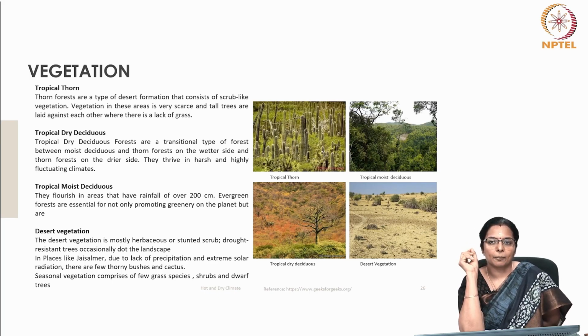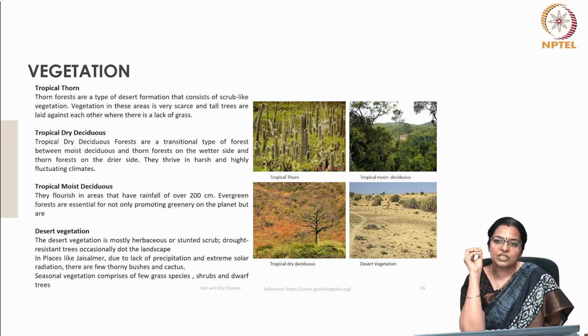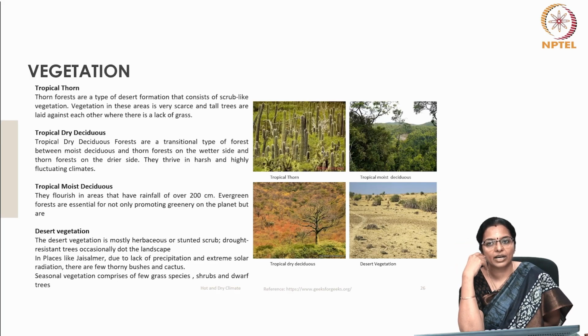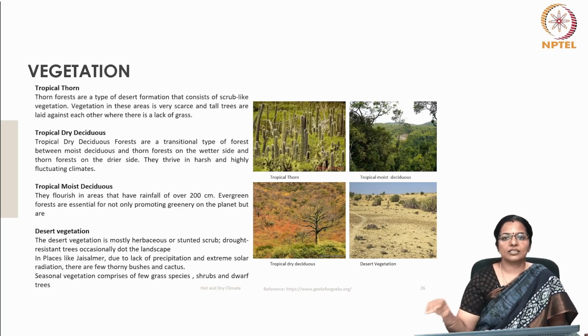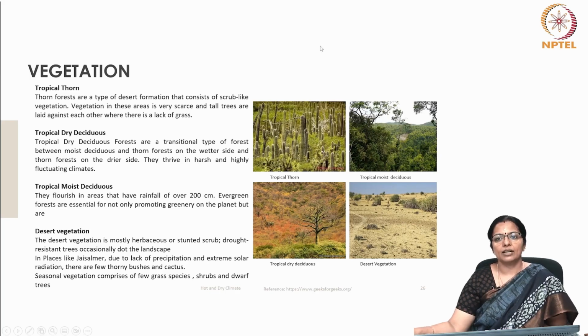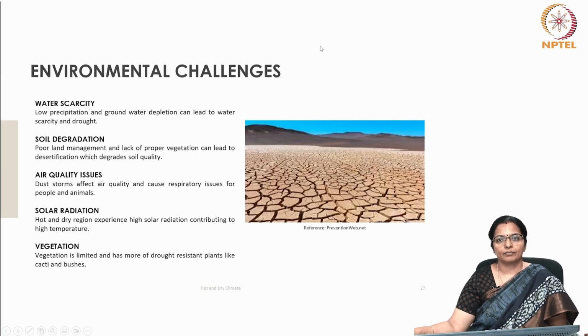In places like Jaisalmer, due to lack of precipitation and extreme solar radiation, there are few thorny bushes and cactus. Seasonal vegetation comprises a few grass species, shrubs and dwarf trees.